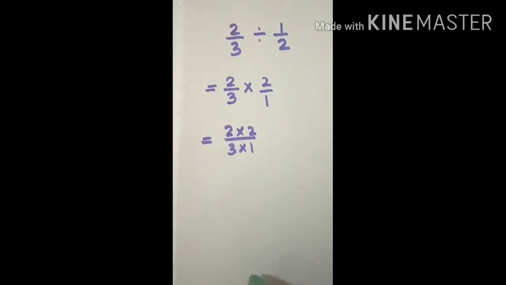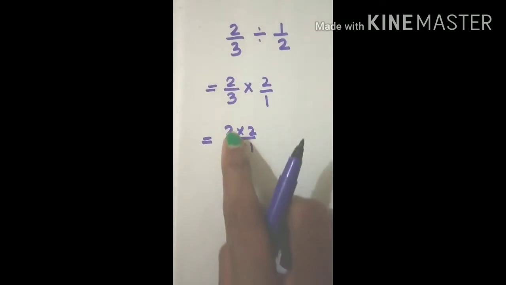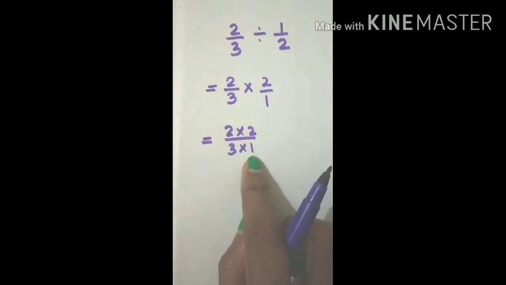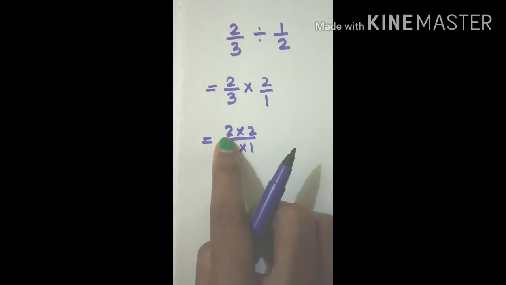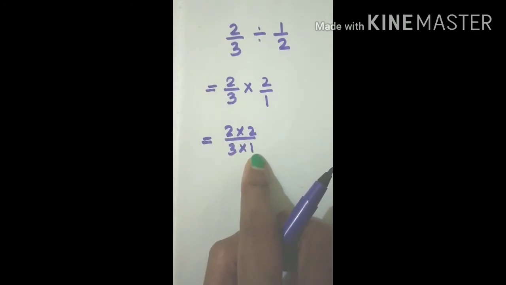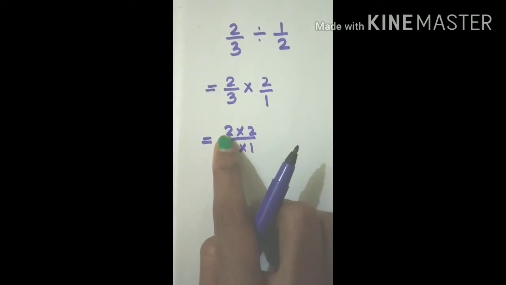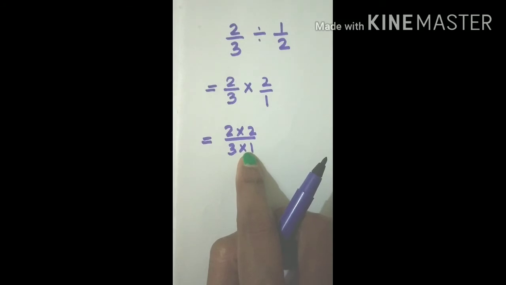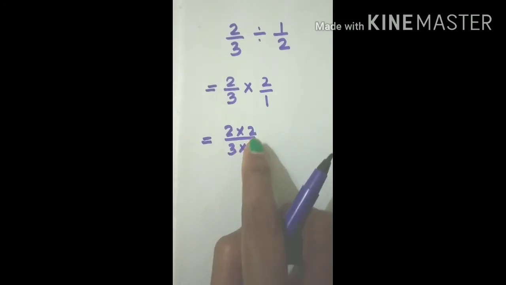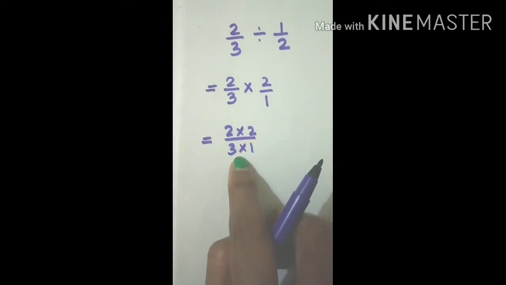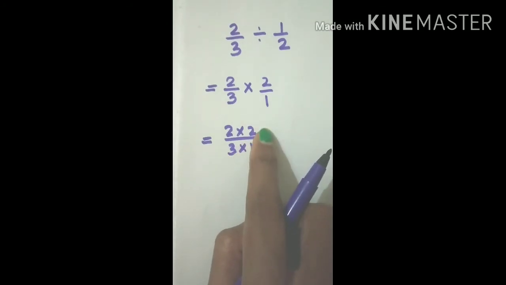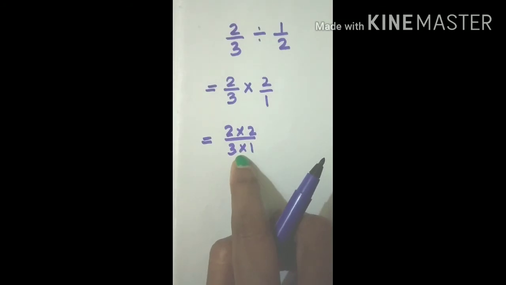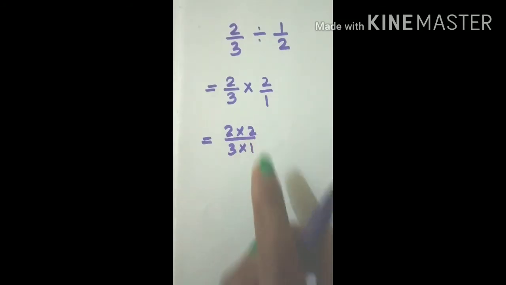Now let us check if there is any common factor between the numerators and the denominators. Is there any common factor between 2 and 1? No, there is no common factor between 2 and 1 except 1. So we will leave 2 and 1 as it is. Now look at 3 and 2. Is there any common factor between 3 and 2? No, there is no common factor between 3 and 2. So, we will also leave 3 and 2 as it is.